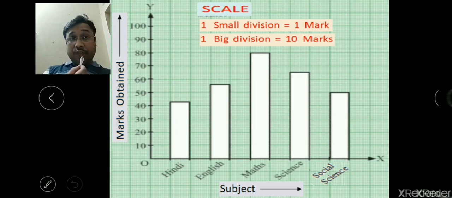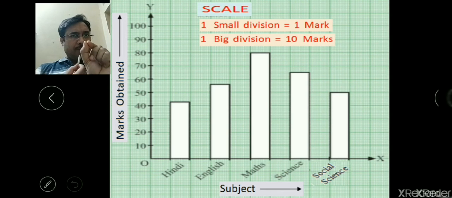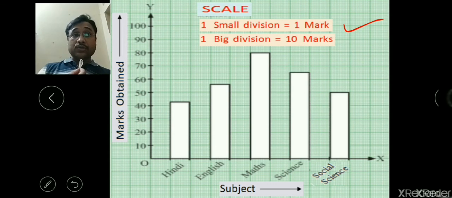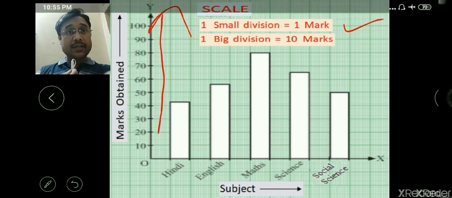See what scale factor I have taken, which is very important. On the graph paper you will see very small square boxes. That is called one small division. This is a graph paper, and you can see the very smallest squares. That is the small division, and I have taken one small division as 1 mark. You can also take 10 small divisions as 1, according to the numerical values you are representing on the y-axis.